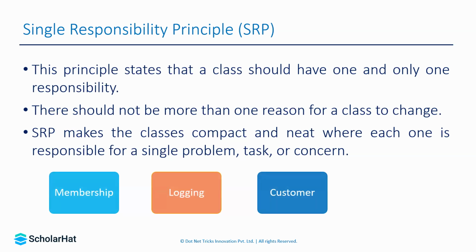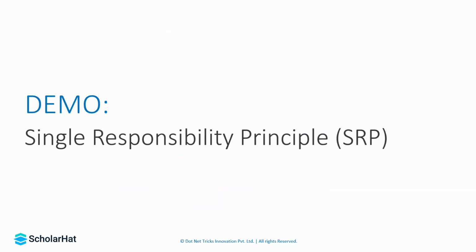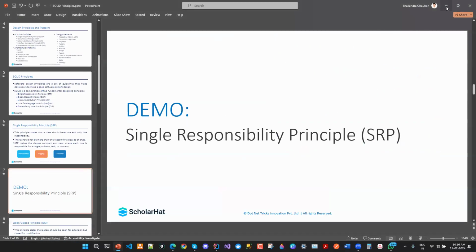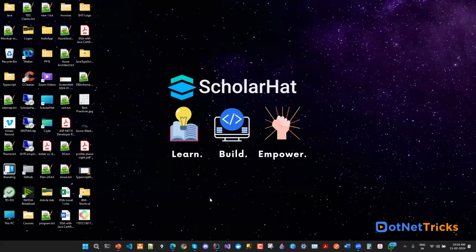The example here is simple. We have membership, we have logging, we have the customer. So every class is designed for a specific purpose. I'm not putting everything inside one class. Let's have a demo as well for the SRP, so we can understand how it works.